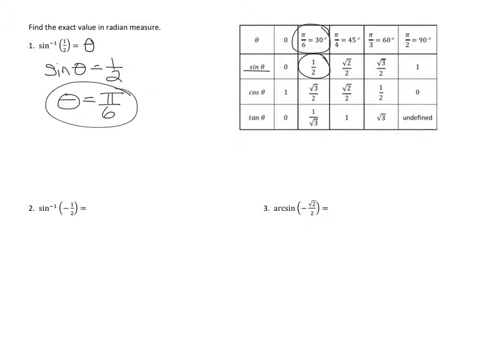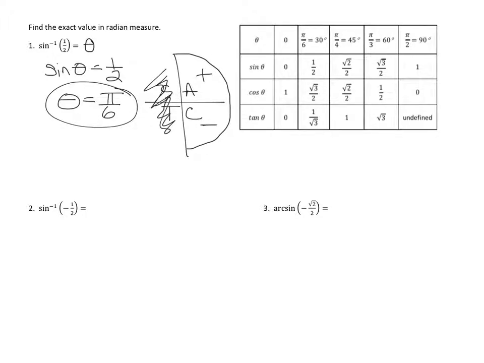So notice my sine produced a positive, and now we know from our "All Students Take Calculus" that sine is positive in the first quadrant and negative in the fourth, right? And for inverse sine, we're only restricted to quadrant 1 and quadrant 4. We don't do any of these. So basically, if your theta produced a positive sign, you know it's quadrant 1. If it produced a negative sign, you know it's quadrant 4.